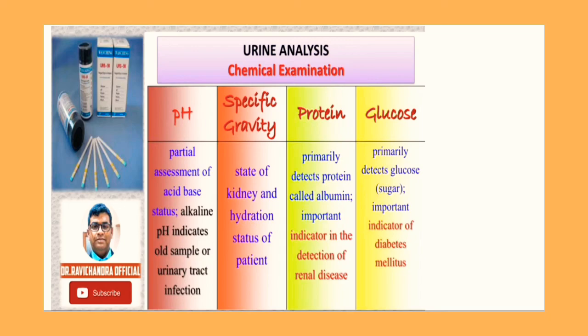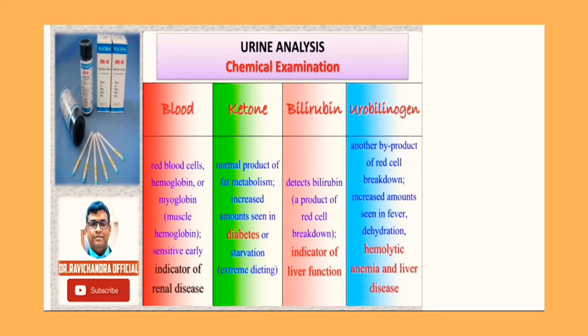Glucose is primarily detected and it helps in the diagnosis of diabetes mellitus, and in assessing morbidity and mortality. Blood: the presence of red blood cells, hemoglobin or myoglobin is a sensitive early indicator of renal disease. Ketone bodies are normal products of fat metabolism. If they are increased in amounts in conditions such as diabetes or starvation, then they can be diagnosed.